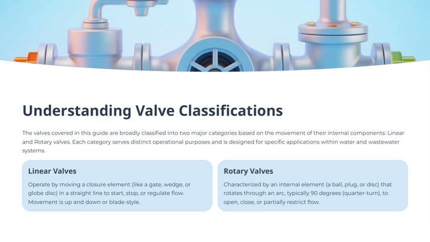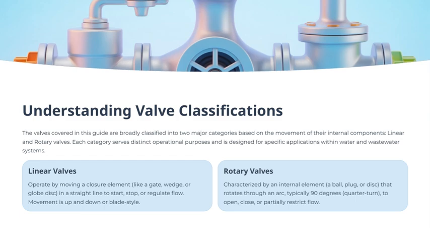On the other hand, we have linear valves. These operate by moving a closure element, such as a gate, wedge, or globe disc, in a straight line, either up and down or in a blade-like motion. This type of movement is often used to start, stop, or regulate flow more gradually.